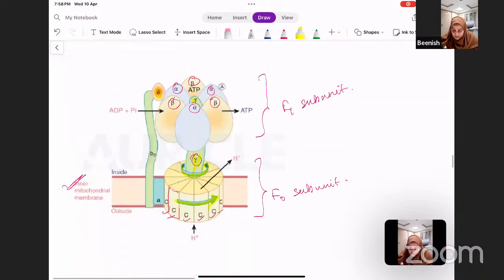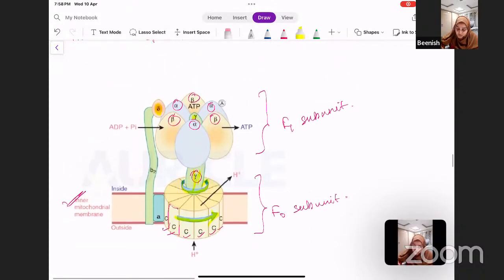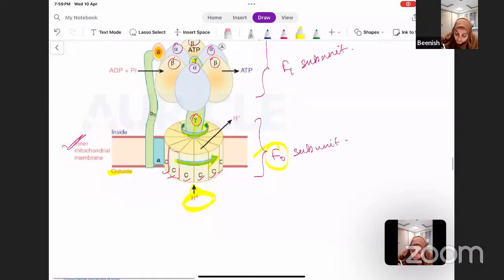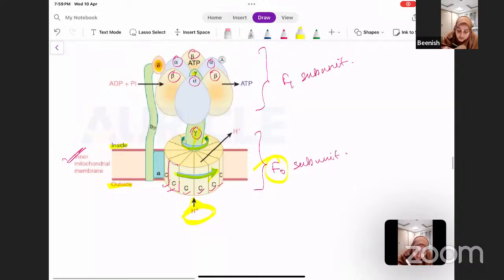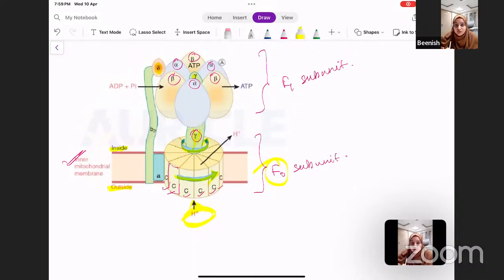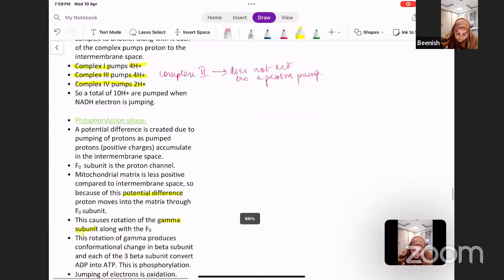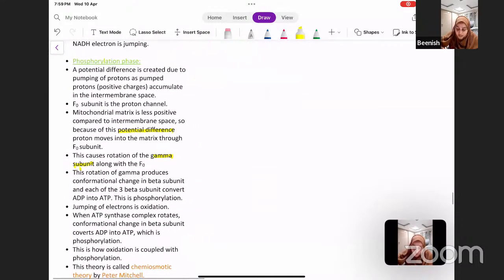Let's refer to this diagram back. You can see this hydrogen ion. This is the outside, the intermembrane space, so positive charges have accumulated here. Now this enters via the F0 subunit into the matrix on the inside. While it is entering through the F0 subunit into the matrix, it is accompanied by rotation of the gamma subunit and the F0 C disks. So there is rotation of the gamma subunit along with the F0.